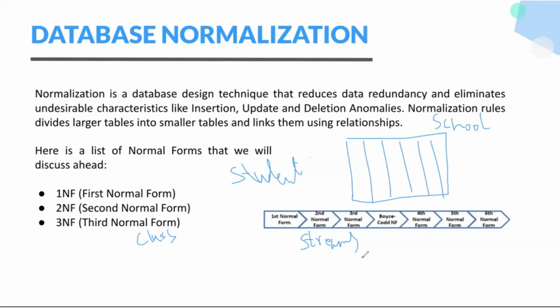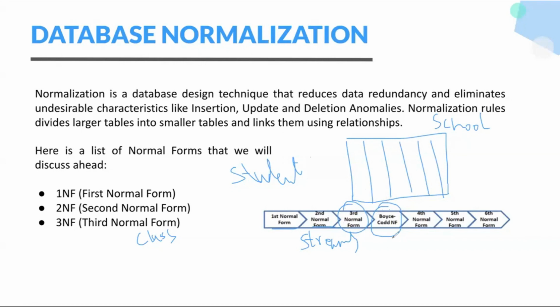Now let's understand how this normalization can be achieved. There are multiple forms of normalization: first normal form, second normal form, third normal form, and BCNF. I don't know the full form, so we say BCNF. Fourth, fifth, and sixth normal forms are not that important. You can read around that, that will be an extension of this. But we usually go till third normal form only.